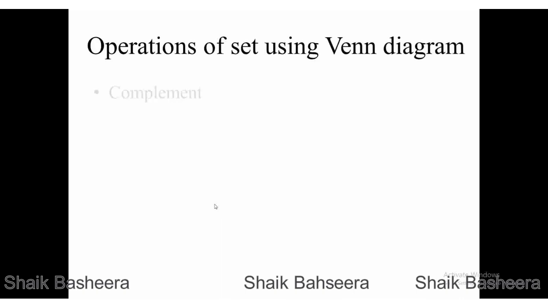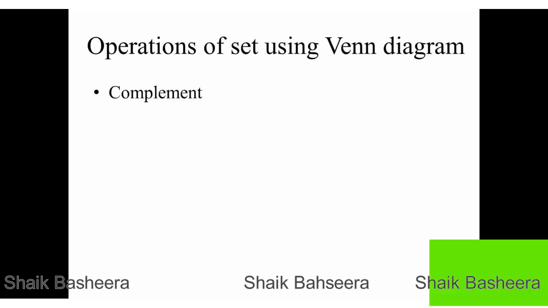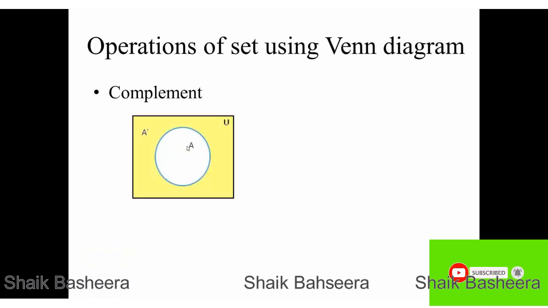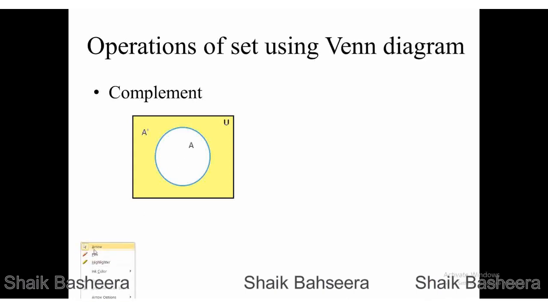Now we move towards another operation, the complement. Complement is nothing but the elements other than those in the set. Let's consider we have the set A, and A complement represents all the elements that are other than A. So whatever the yellow region is, it represents the complement of the set A.